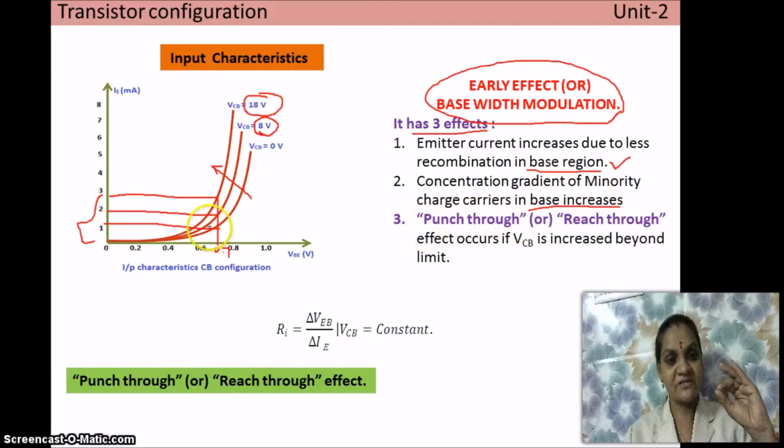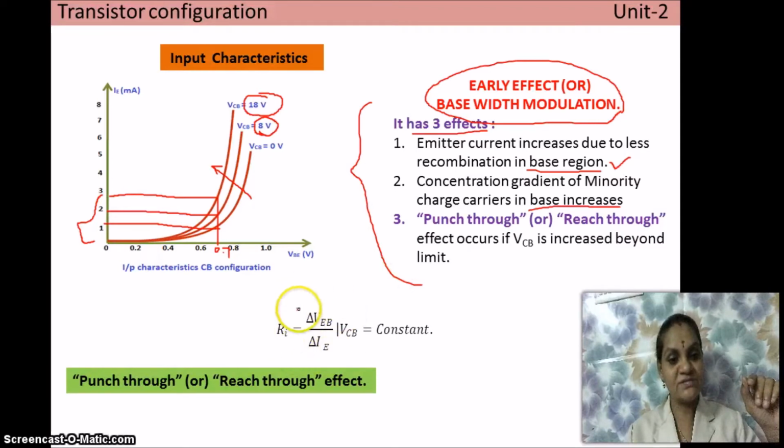And the third effect is, if I keep increasing the reverse bias voltage from 18 volts to 28 volts or 38 volts or whatever it may be, this increases the emitter current, but this will happen only up to a point. If I still increase the reverse bias voltage, at one instant the effective base region will not be there, so the entire base region will be occupied by the depletion layer itself. With no base region, no transistor action will be there, so the entire transistor action will be lost and the device will not work as a transistor. This effect is called the punch through effect, or otherwise called the reach through effect. So these are all the three effects of base width modulation.